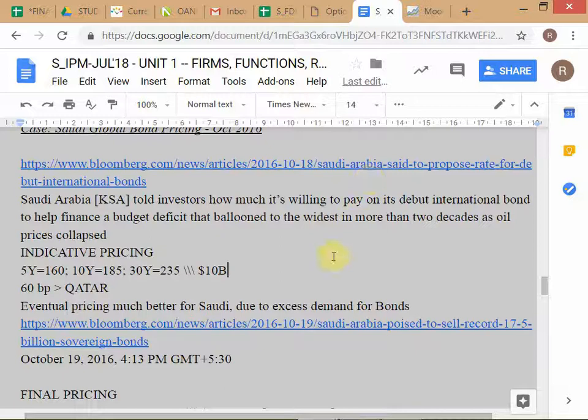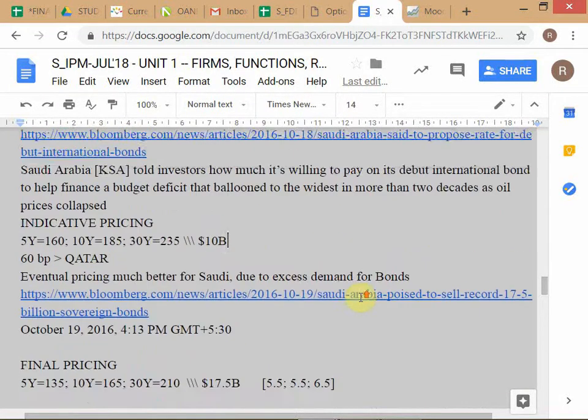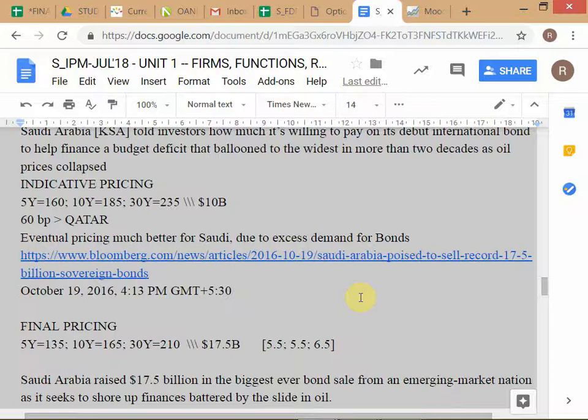So what happens is initially Saudi goes into the market, and this is what I said, there's this concept of indicative pricing and final pricing. The indicative pricing is the basis on which you have the discussions. So you do a roadshow. The first story you'll notice is based on market talk, based on the Saudi Treasury team going to various centers like London, New York, trying to meet bond investors.